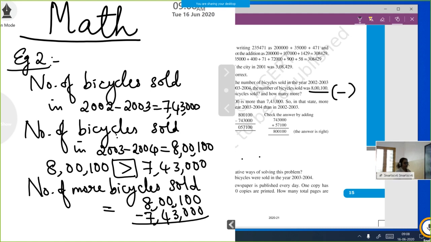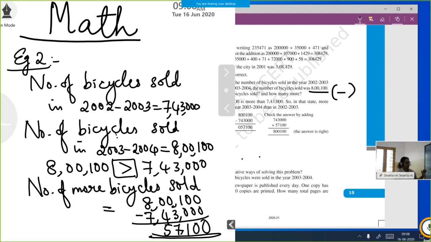Teacher is doing here. You can make it in the rougher column. So we have to subtract properly. Then this is a 10 minus 3, 7, 9 minus 4, 5. So teacher got the answer. Here 0 will come. Teacher is not writing. Teacher got the answer 57,100. It's correct, children.